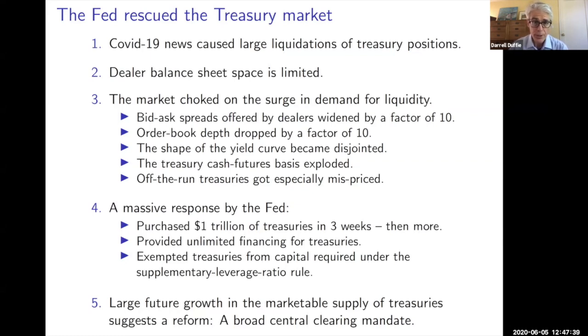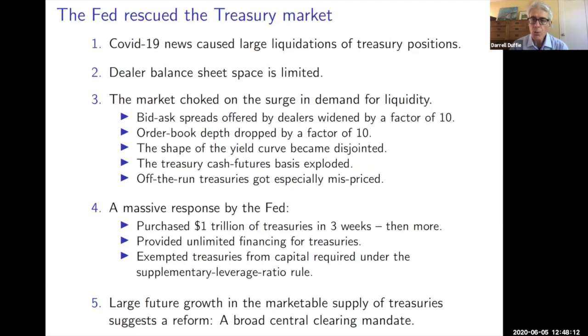So what happened? The market choked on this surge in demand for liquidity. Bid-ask spreads that were offered by dealers to their customers widened by a factor of more than 10. I'll show you the data. In the inter-dealer market, which intermediates treasuries among dealers, order book depth dropped by a factor of more than 10. And I'll show you some data from JP Morgan on that. That's recently been buttressed from Michael Fleming at the New York Fed.